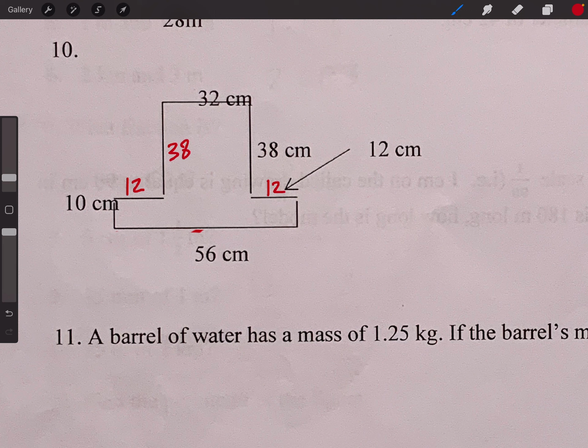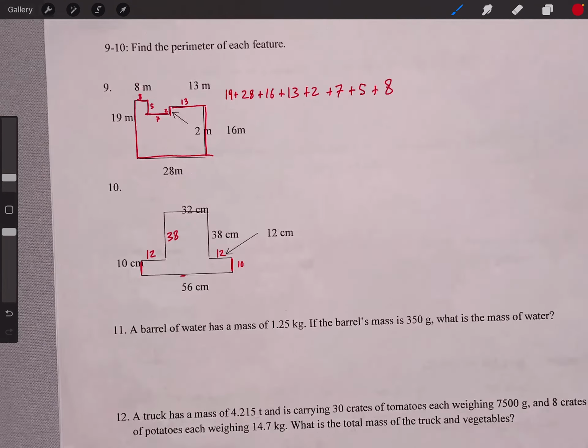Okay. Now what is this length? I need this length and this length. And it says that given to us is 10. So that means this must also be 10. Alright, so add them all up and get the perimeter. It says find the perimeter.